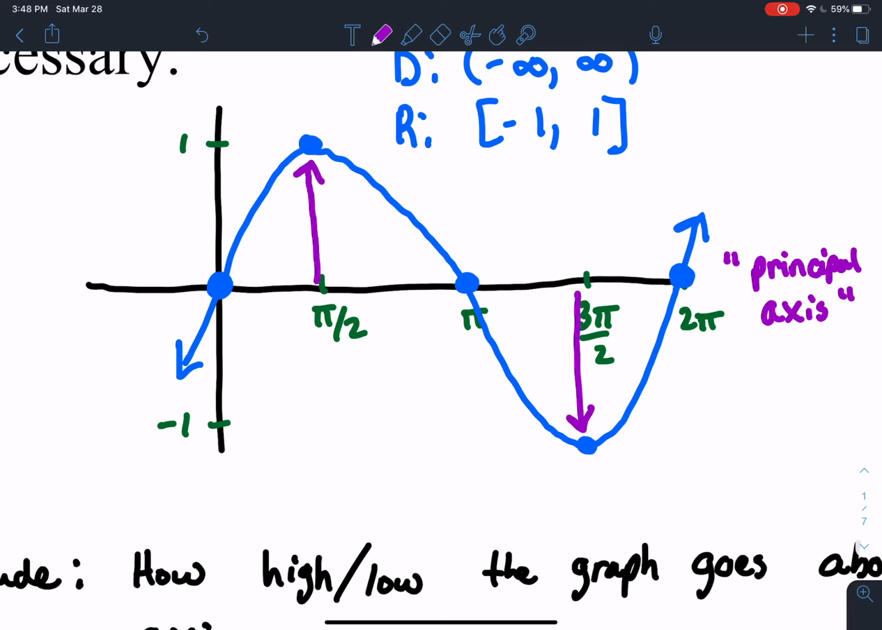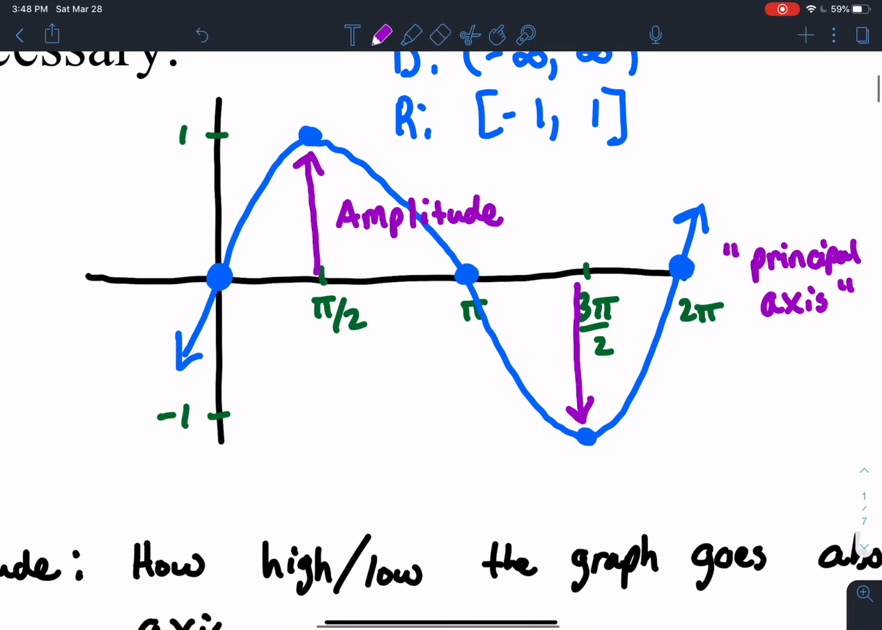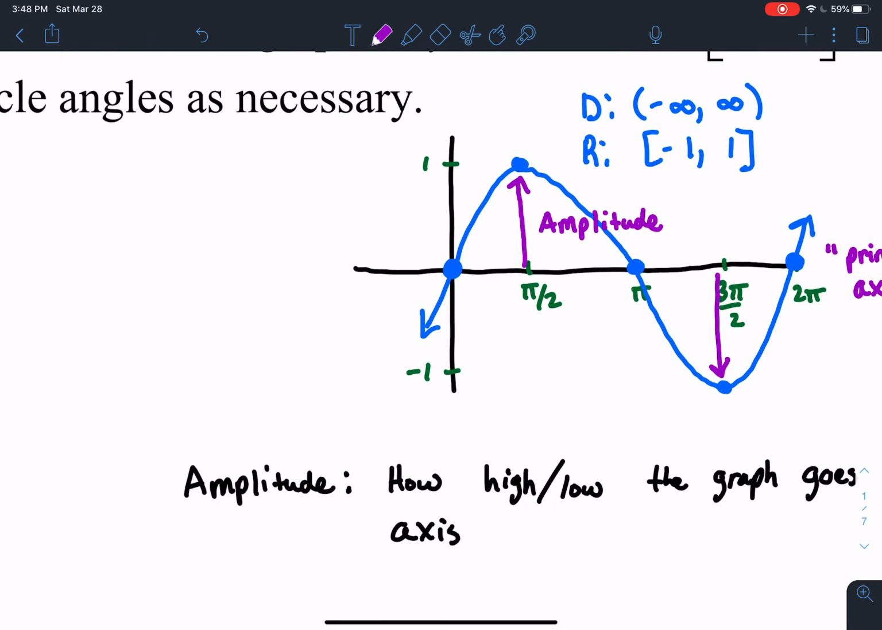That distance represents the amplitude. The highest point I have here is 1, and the lowest point is -1, so the amplitude in this example is 1. If I went up to +2 and down to -2, my amplitude would be 2. If I went up to +10 and down to -10, my amplitude would be 10. It's all based off of how high and how low you go above the axis.